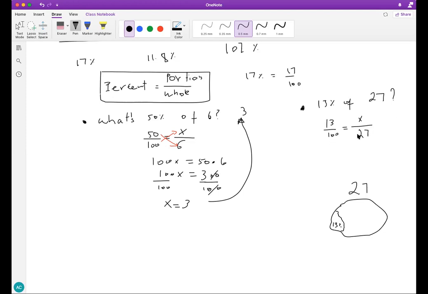Now we're going to multiply. So again, 100 times x. 13 times 27. What's 13 times 27? So 100x, 13 times 27 is? 351. That's right. So usually you would do these multiplications. For the sake of time, we'll do it. x here.